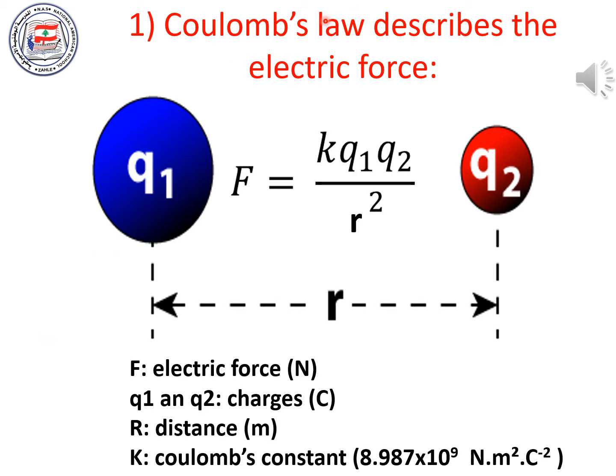So recall that Coulomb's law describes the electric force, which we already studied in the first part of this section. The electric force is equal to K times Q1 times Q2 over R squared, where F is the electric force measured in newtons, Q1 and Q2 are charges measured in coulombs, R is the distance between the charges measured in meters, and K is Coulomb's constant, which is equal to 8.987 times 10 to the power 9.